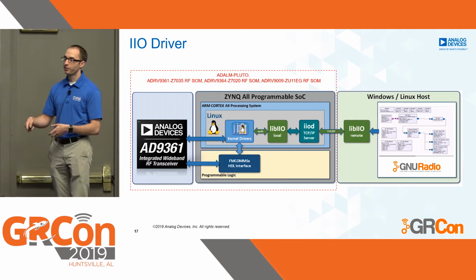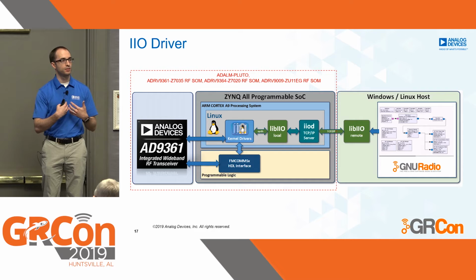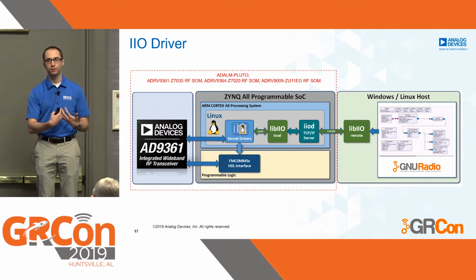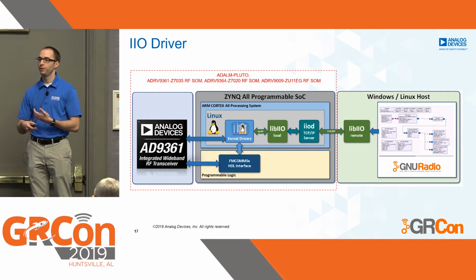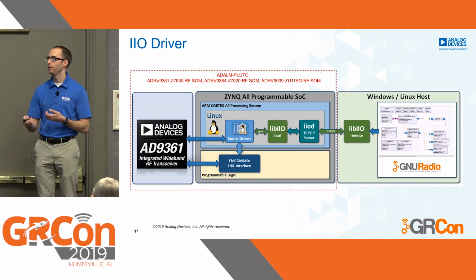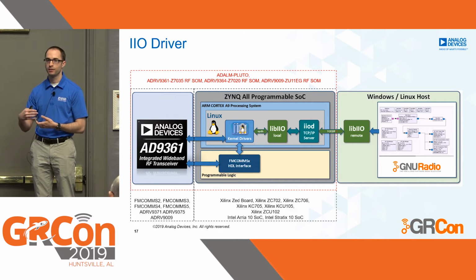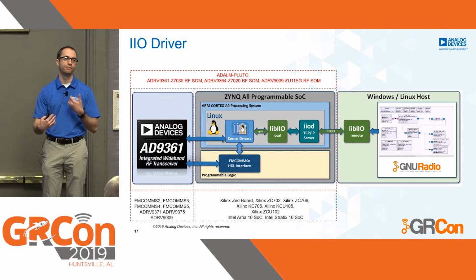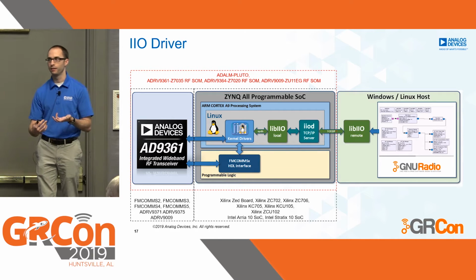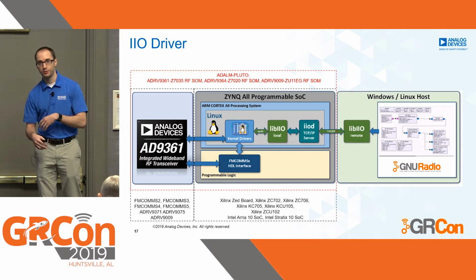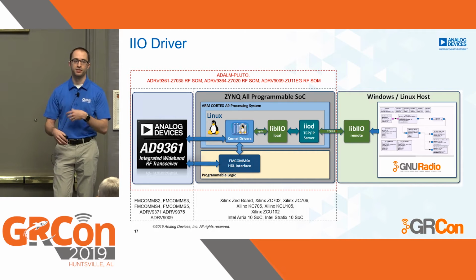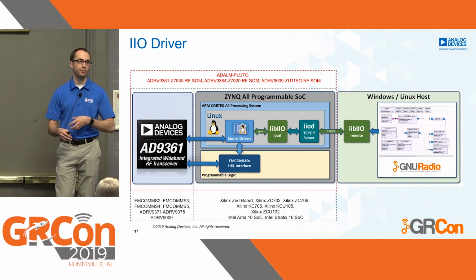But the great thing about this is it's very transparent to the host machine. So this could be a Pluto, it could be one of our SOM boards, it could be a more traditional FMC card that's connected to an eval board like a 706 Z board, that kind of thing. And you don't have to have a transceiver on the left. It could be a standard sensor or some other device that has an I/O driver.